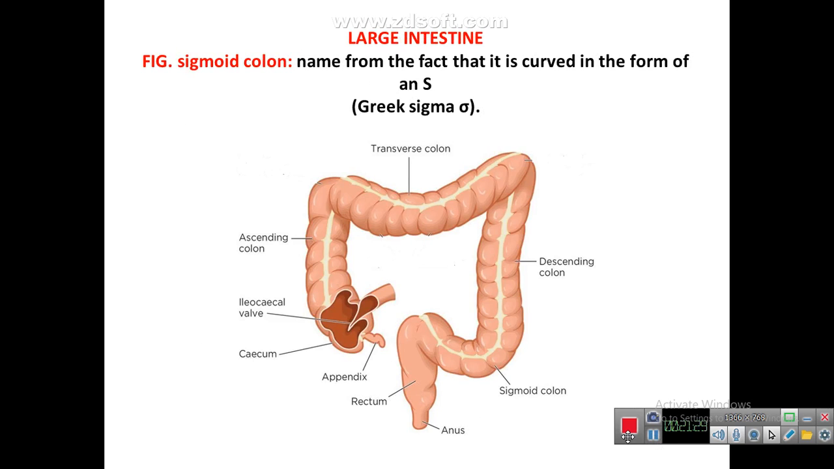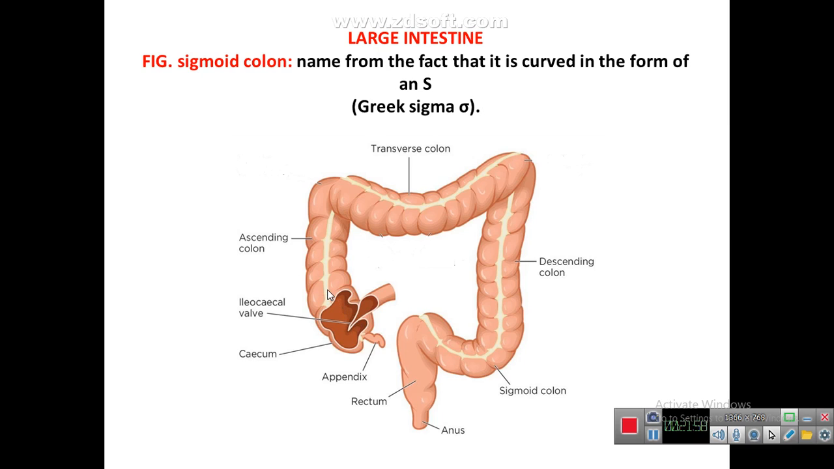Structure of the large intestine. The first part of the large intestine is known as the cecum, along with which the appendix is attached. Function of the appendix: it can store white blood cells. This is the ileocecal valve. The last part of the small intestine, the ileum, opens into the cecum, the first part of the large intestine, by means of the ileocecal valve.